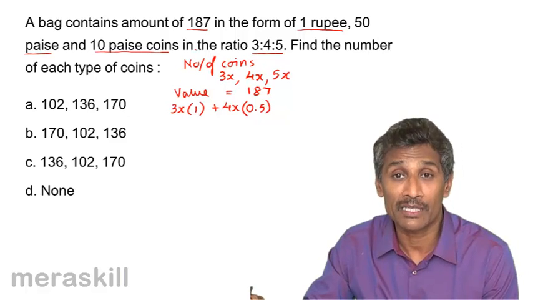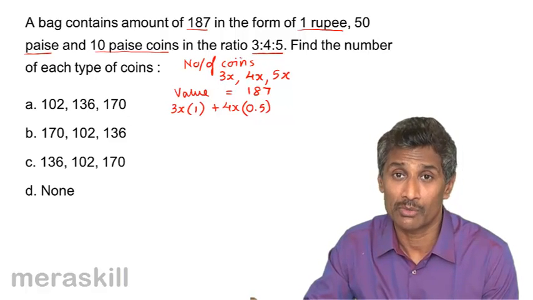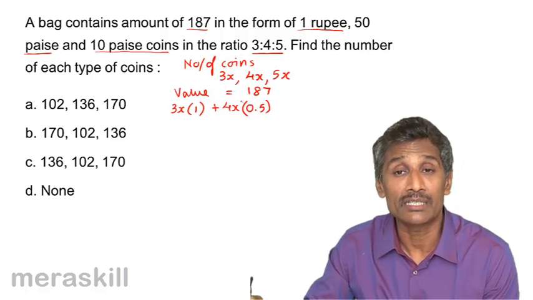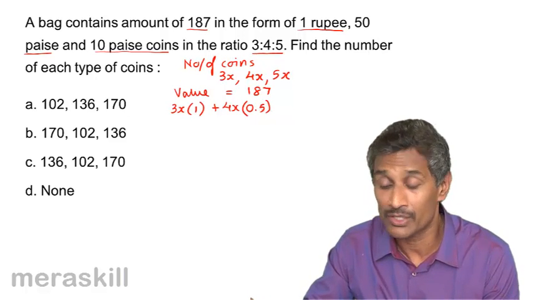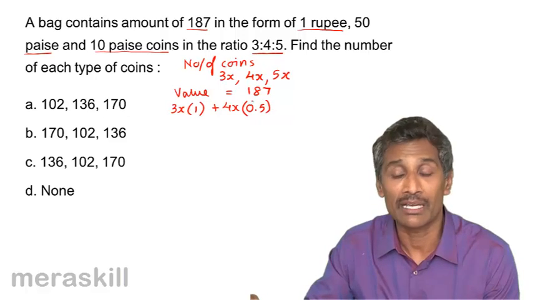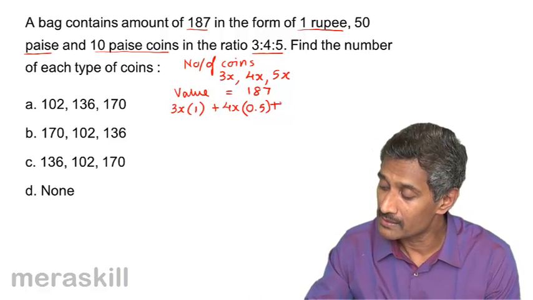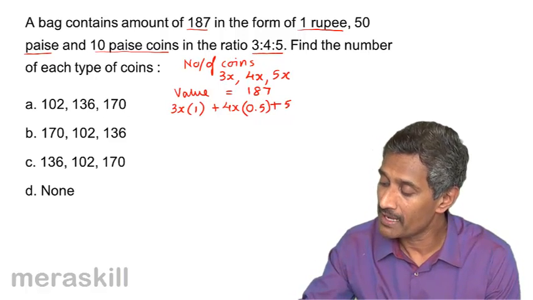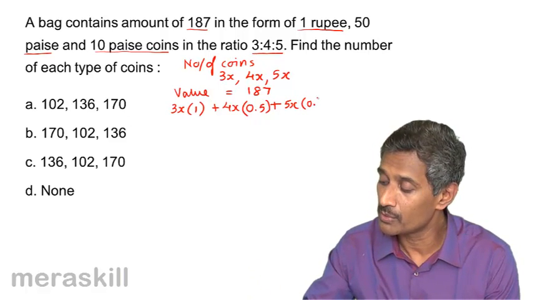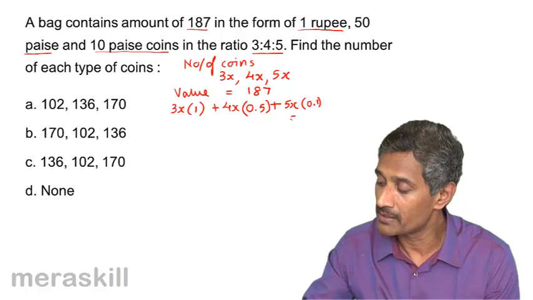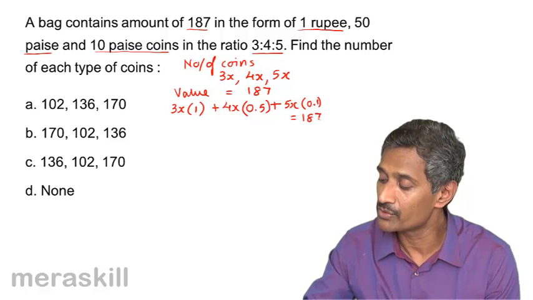Remember the first part that we did in ratios. Whenever we're talking about ratios, all the quantities need to have the same units. Either you convert everything to rupees as we are doing in this case, or convert everything to paise. Plus the last one, that is 5x 10 paise coins. So 10 paise is 0.1 rupee, and this total value is 187.